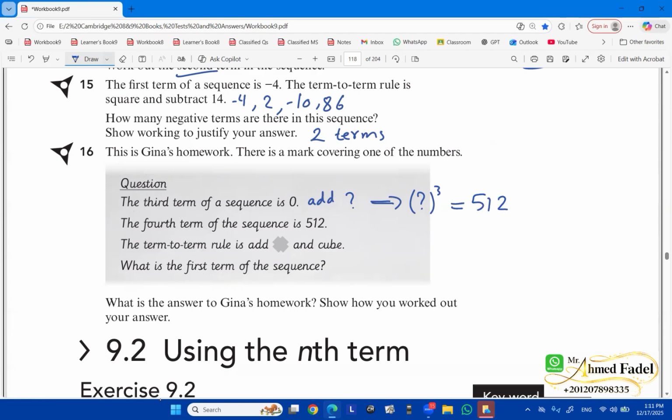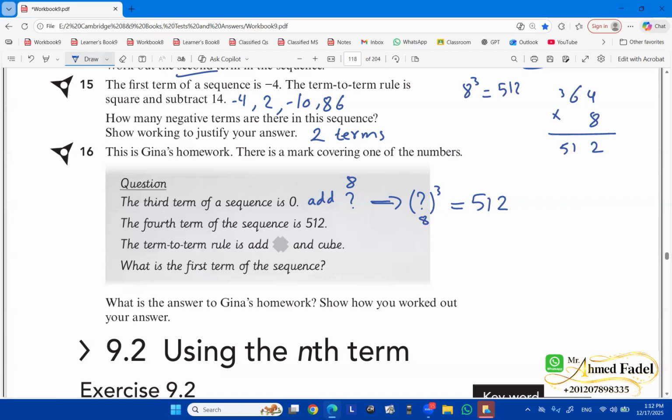If you know the cube numbers that we listed in the beginning of the year and that I requested from you in the beginning of the year, you're going to find that 8 cubed is equal to 512. If you're not sure, 8 times 8 is 64. 8 times 64 is going to give you exactly 512. So 8 cubed. So the number that we added was actually 8. So when you cube 0 plus 8 is 8. When you cube the 8, it's going to give you 512.